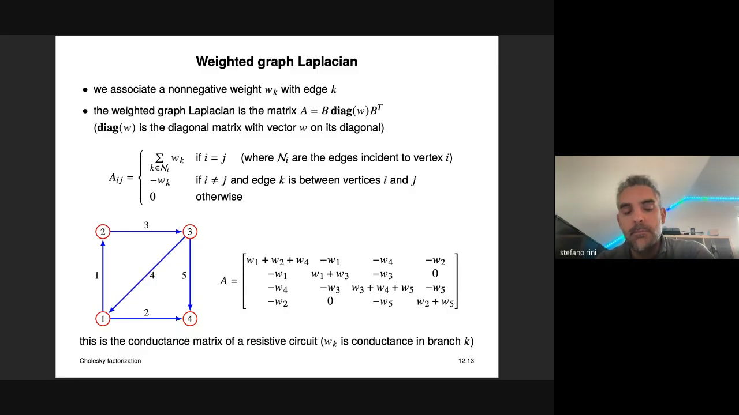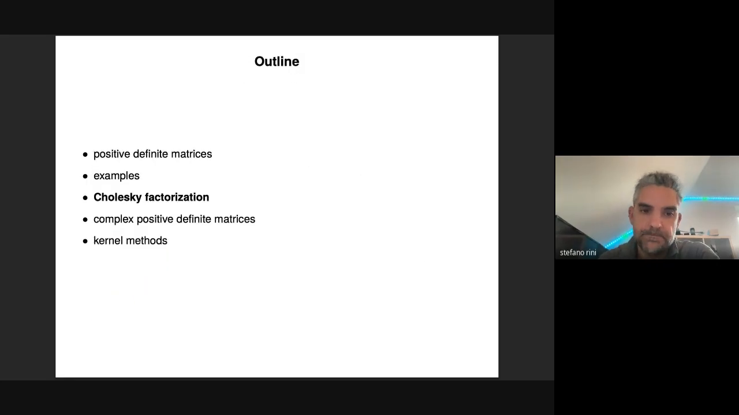And then if you look at the matrix A that we construct from the weighted B, on the diagonal we have the sum of the weights associated to each edge incident on a certain node. And then we have the negative weights of the connections to adjacent nodes. Okay, and this is the conductance matrix of the resistive circuit with conductances omega_k. Guys, I haven't done circuit theory in a long time, so I assume that you know more about this formulation than me.